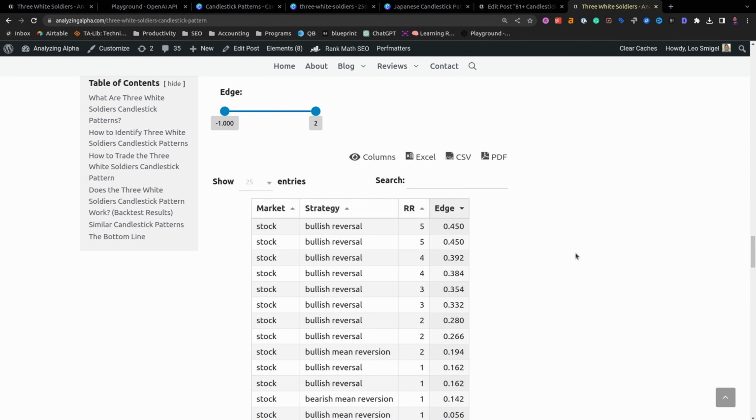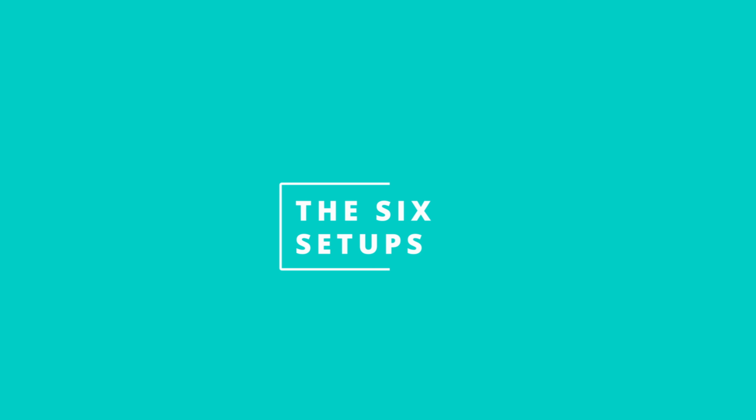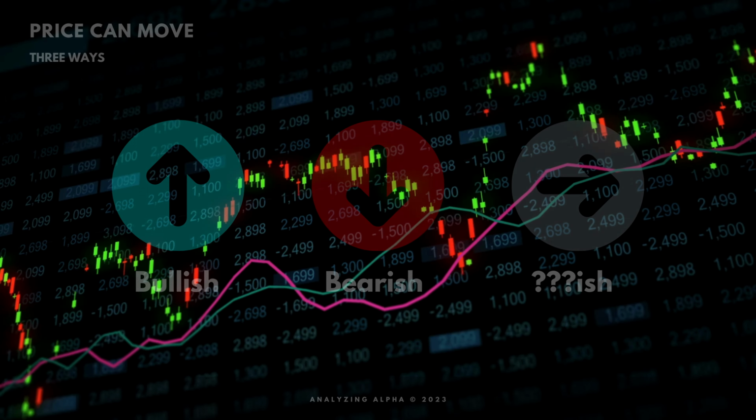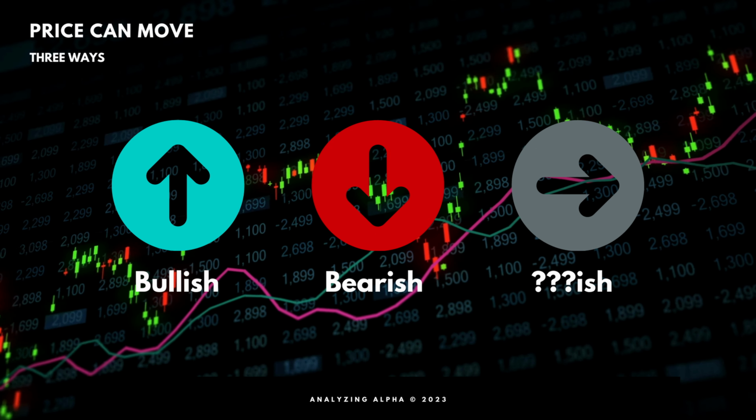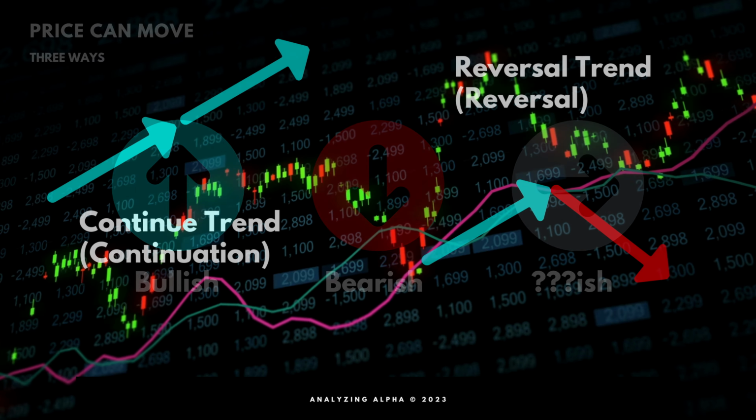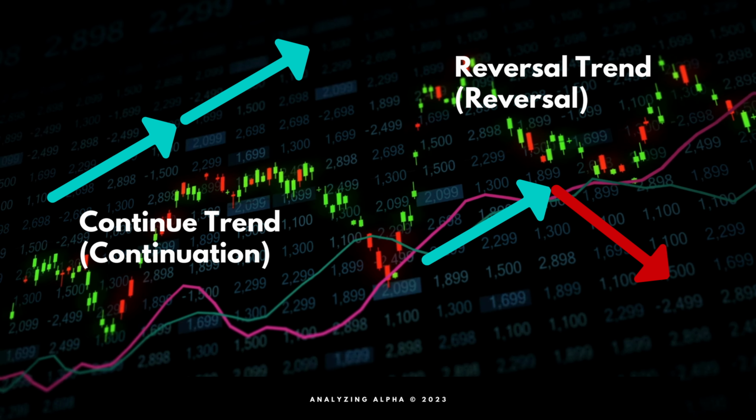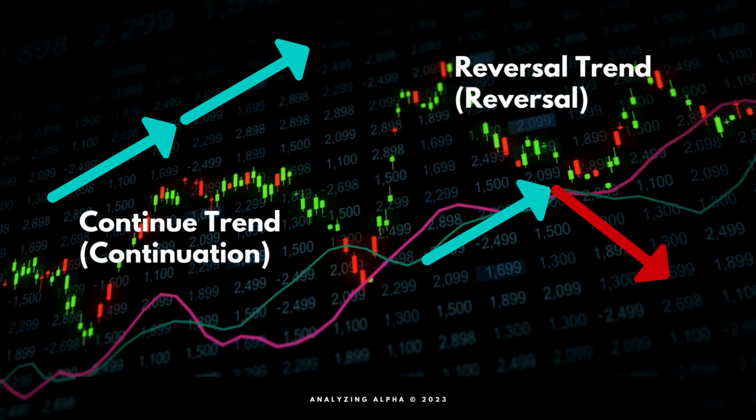But in order to understand all these setups and entry criteria and to be able to utilize this tool so you're a data-driven trader, you need to understand all of the various trading setups. So let's dig into that now. Prices can either go up, down, or move sideways. That's it. And when in context of the trend, the price movements can either continue the trend or reverse it. This leads us to the following potential trade setups.